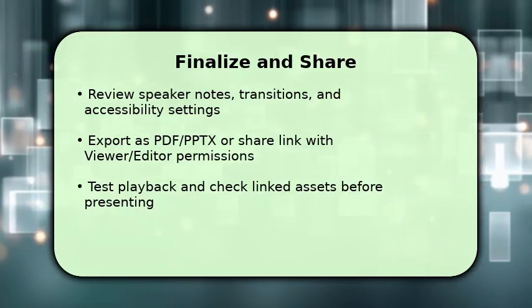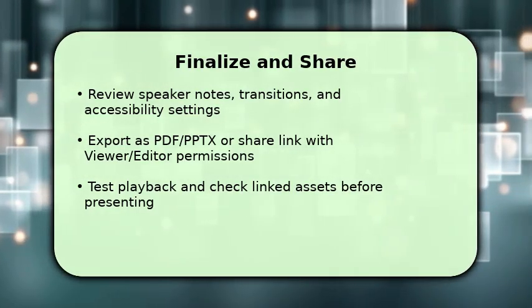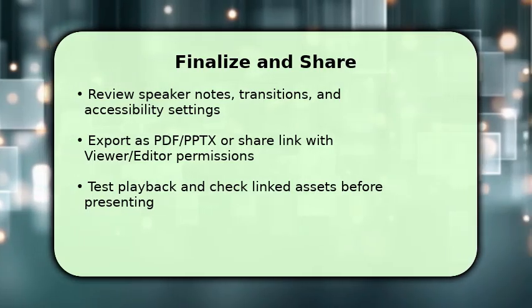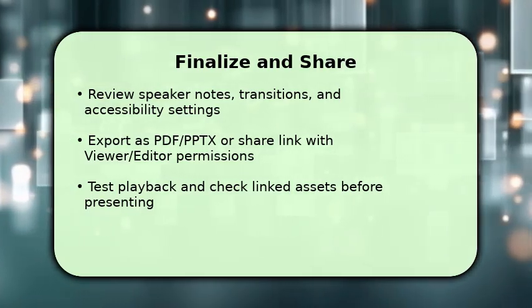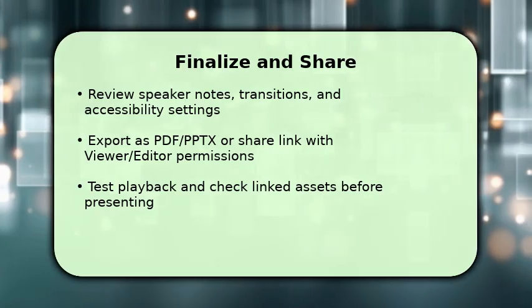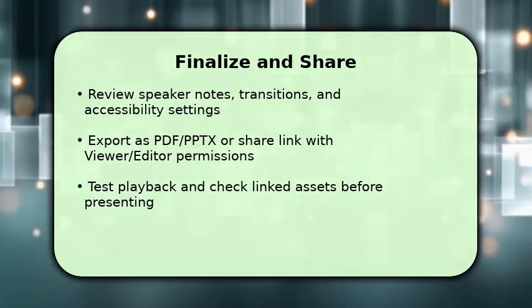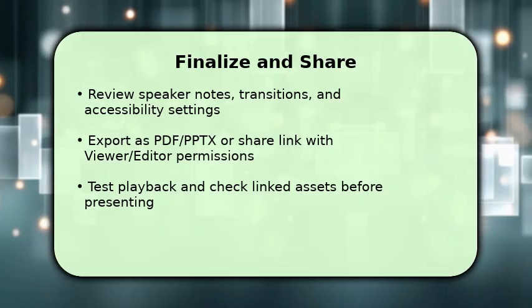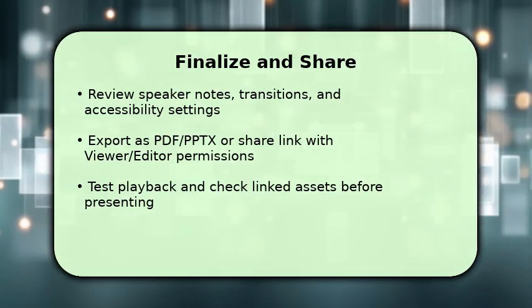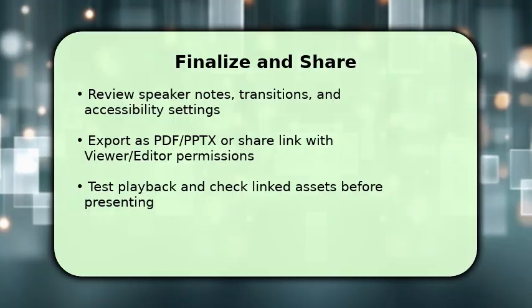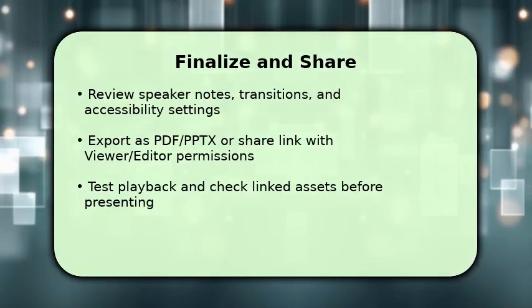Use File > Share to set viewer or editor permissions, or download as PDF or PPTX if needed. Make sure linked images and charts are embedded or accessible so they display offline. If something breaks, reload the file and check version history. Restoring a recent version usually fixes accidental deletions or formatting errors.